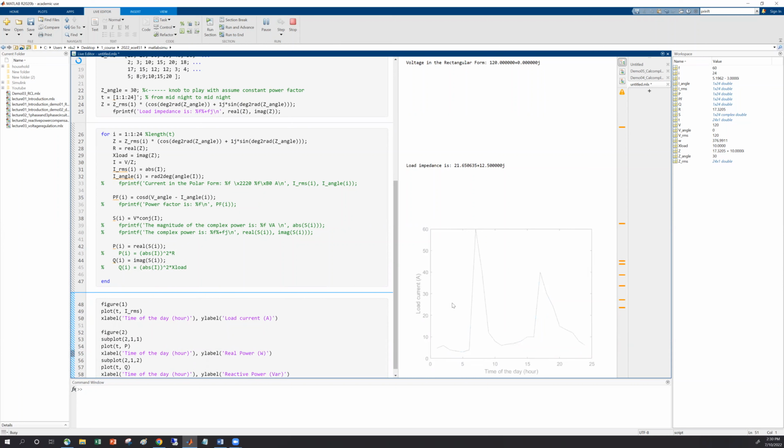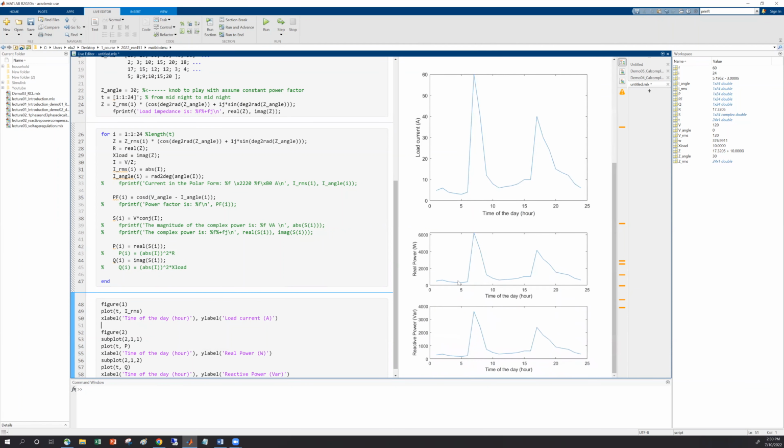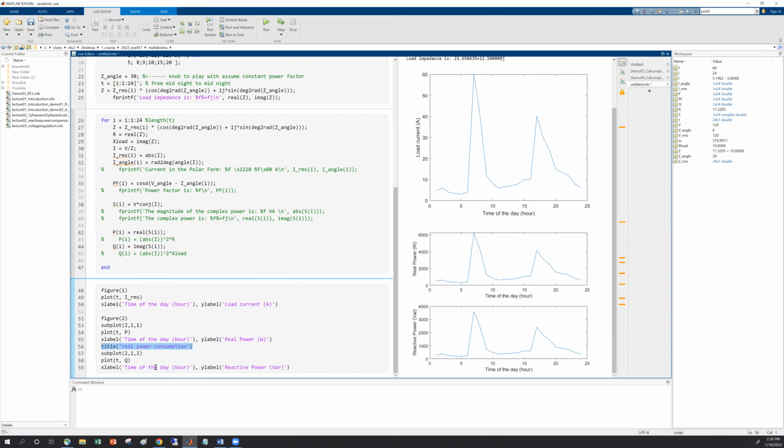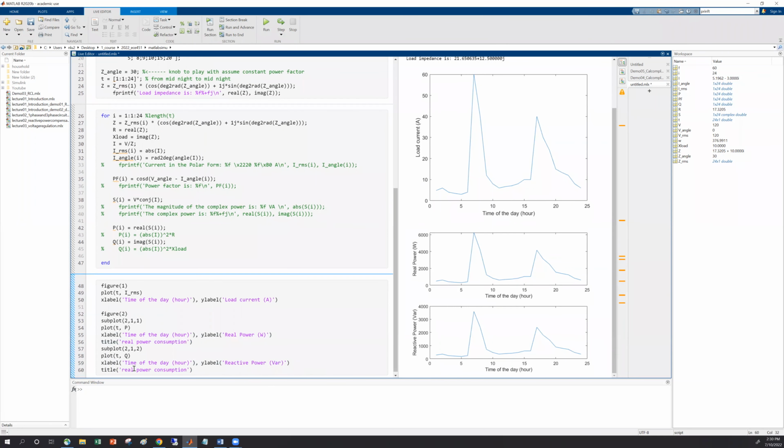Let's see here. See, this is our real power. This is our reactive power. So if you want to have the title of it, you can just put down title. This is real power. And then the second one is the reactive power consumption. Yeah. Reactive power consumption. So now I run it.